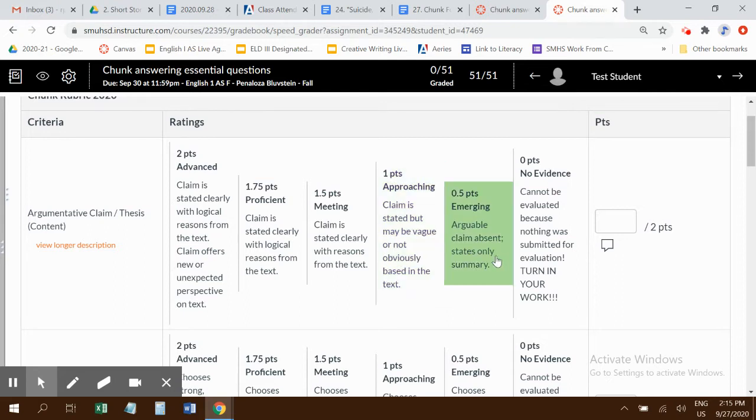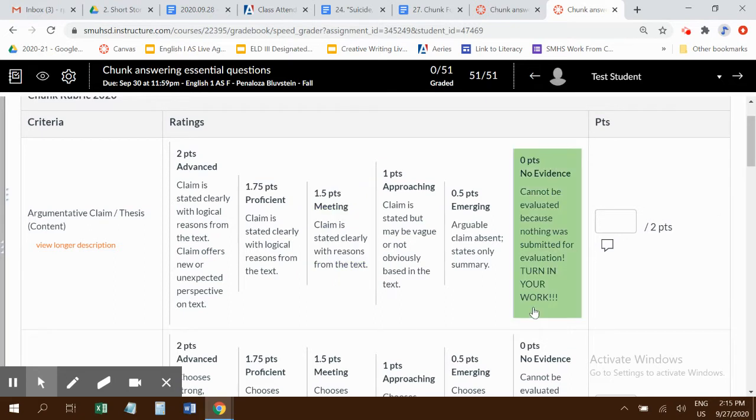And then a 0.5 means that it is summary, it is not opinion. For example, in "Girl," the girl talks about or remembers things that she talked about with her mom. That's not an argument, it is a fact. So please do keep that in mind if this is where you ended up. To get over here, you need to make sure that you have a clear opinion. It needs to be a clear opinion and it needs to be obviously based in the text.